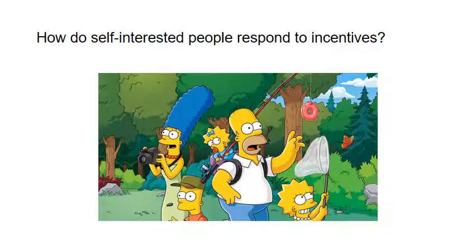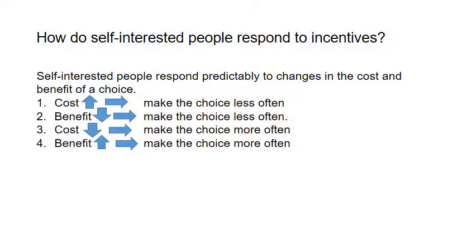How do self-interested people respond to incentives? Well, there's an example of Homer responding to incentive. He's trying to follow the donut to consume it. Self-interested people respond predictably to changes in the cost and benefit of a choice.